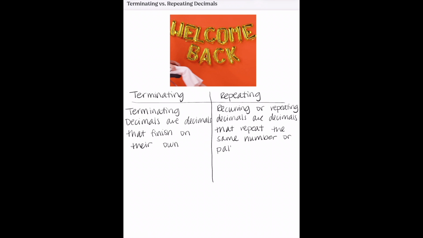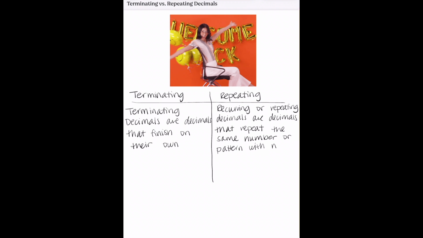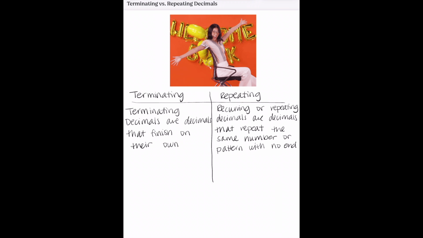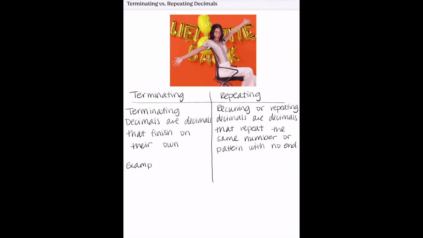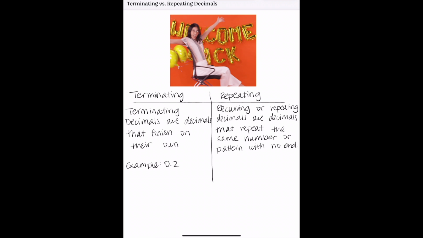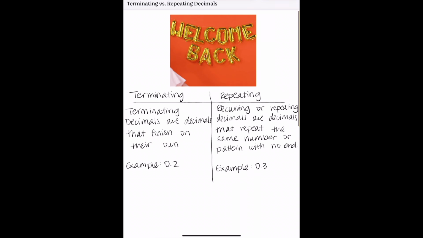So let's think about what these would look like. What would a visual example of these be? A visual example of a terminating decimal would look like something like 0.2. So that is a decimal that terminates and finishes on its own, right? On the other hand, an example of a repeating decimal could be something like 0.33333. It's going to continue forever, right?